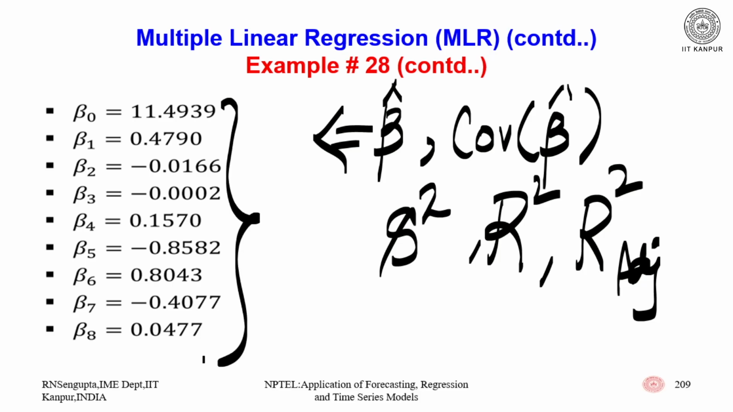Beta naught is 11.49, beta 1 is 0.47. I am only reading the first two decimals. Beta 2 is minus 0.01, beta 3 is 0.00 because it is very small. Beta 4 is plus 0.15, beta 5 is minus 0.85, beta 6 is plus 0.80, beta 7 is minus 0.40, beta 8 is plus 0.04. Based on that, you fit and find out the model.